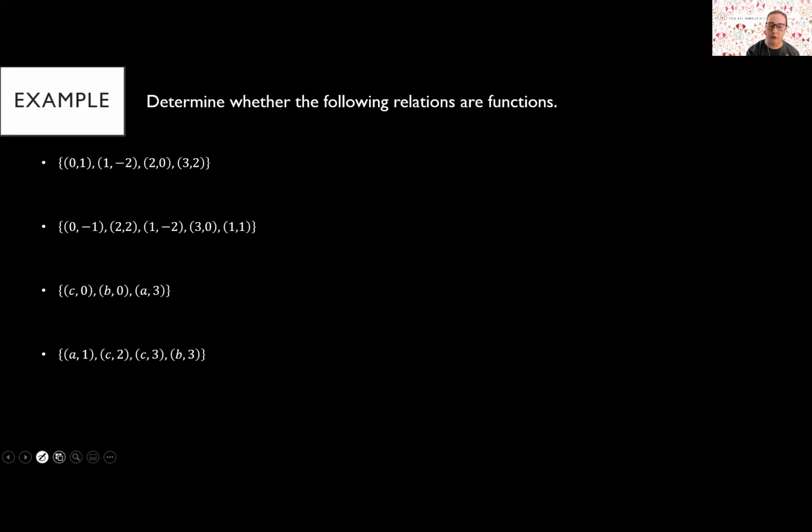So for the first one, we've got an ordered pair of 0, 1, then we've got 1, -2, then 2, 0, and then 3, 2. You're looking at all of the x values, and in an ordered pair, that's always the first value. So first you're looking for, am I repeating any x value? Our x's are 0, 1, 2, and 3. There's no repeats there, so that automatically means this is a function. You don't care what the y values are. You're just making sure that you don't have any repetition here.